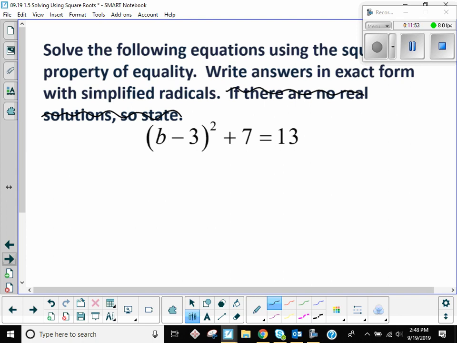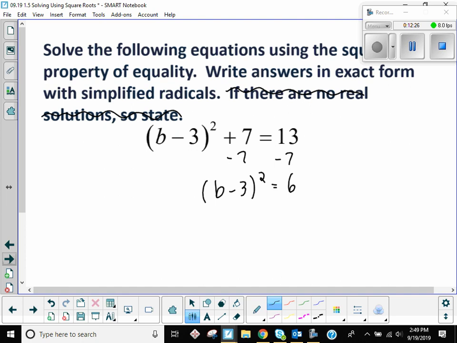All right. So now we have this example. My first question is the very first step. Is the squared term isolated? No. So this is the squared stuff right here, b minus 3, and it has a plus 7, and we need to move that over so that we can square root both sides. How do I move a plus 7 over? Subtract it. So b minus 3 quantity squared is 6.